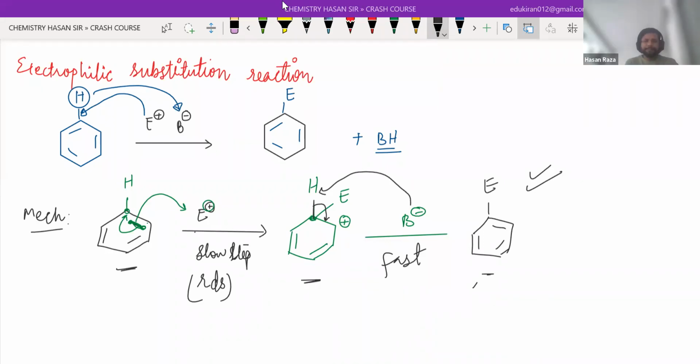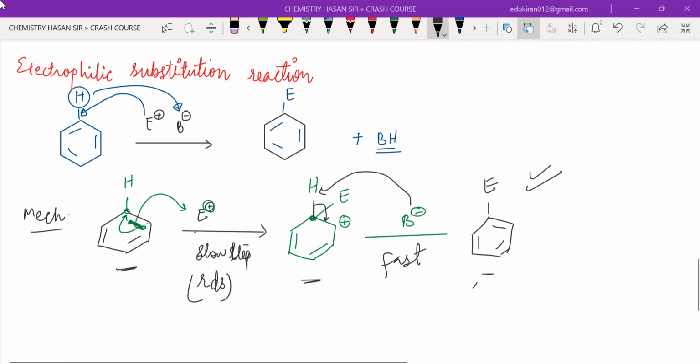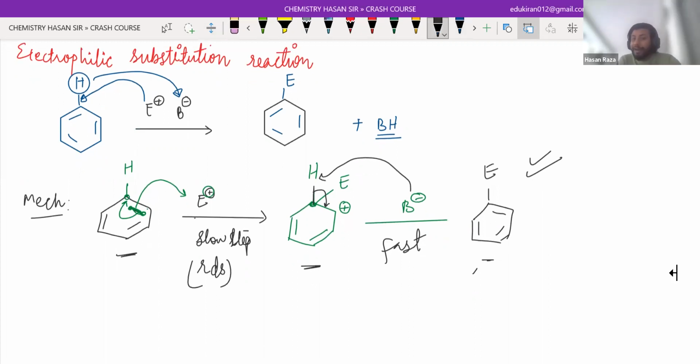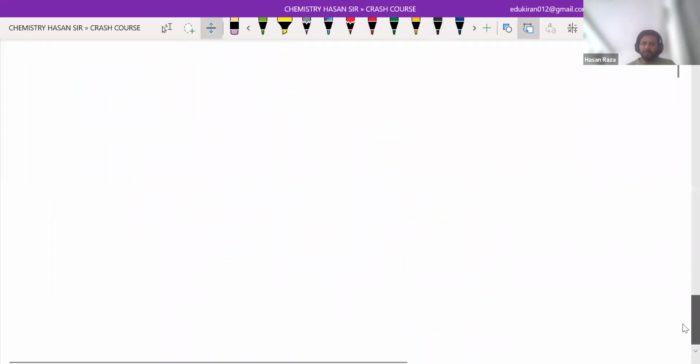Everyone done with this? Yes, sir. Now, this electrophilic substitution reaction, you have studied about nitration, halogenation, and Friedel-Crafts alkylation. Alkylation means you are going to add an alkyl group. Nitration means you are going to add a nitro group. There will be NO2 plus nitronium electrophile attacking on that. So I'm going to show you.